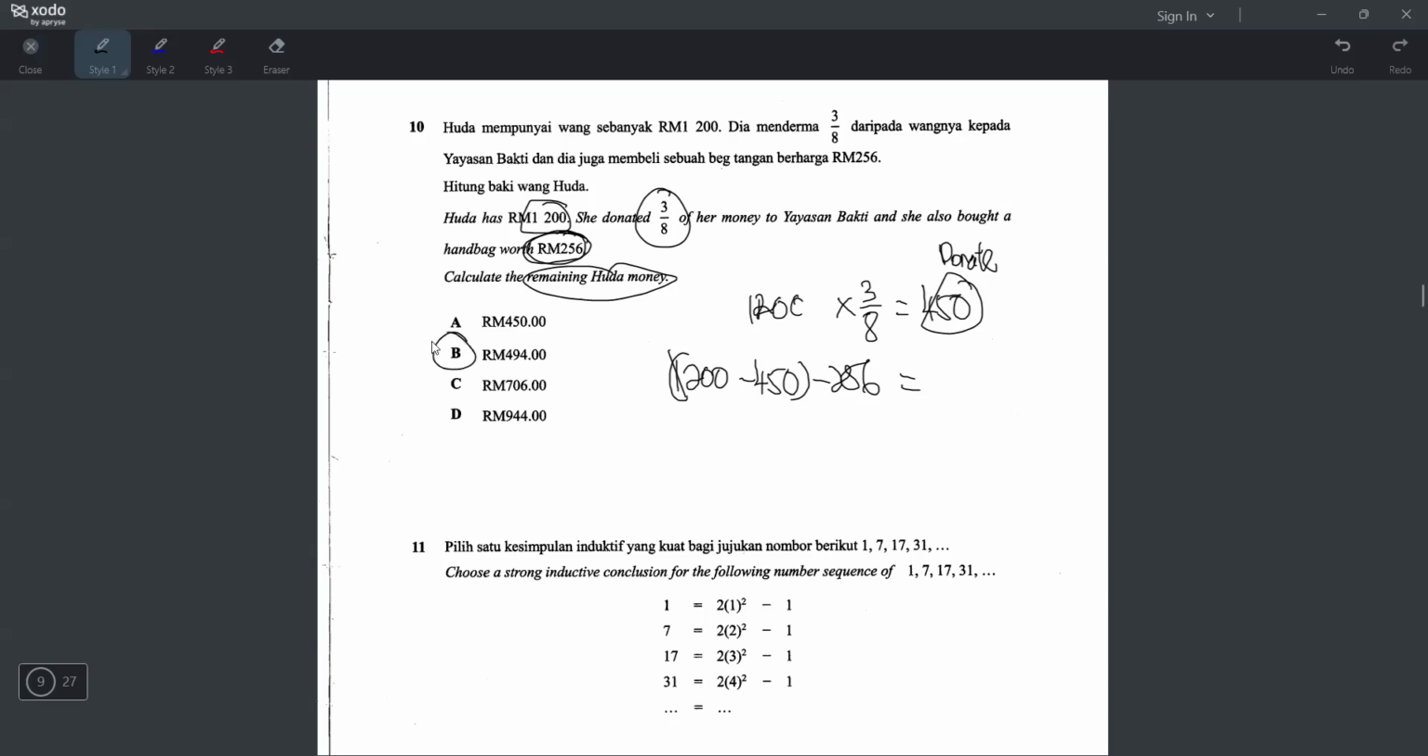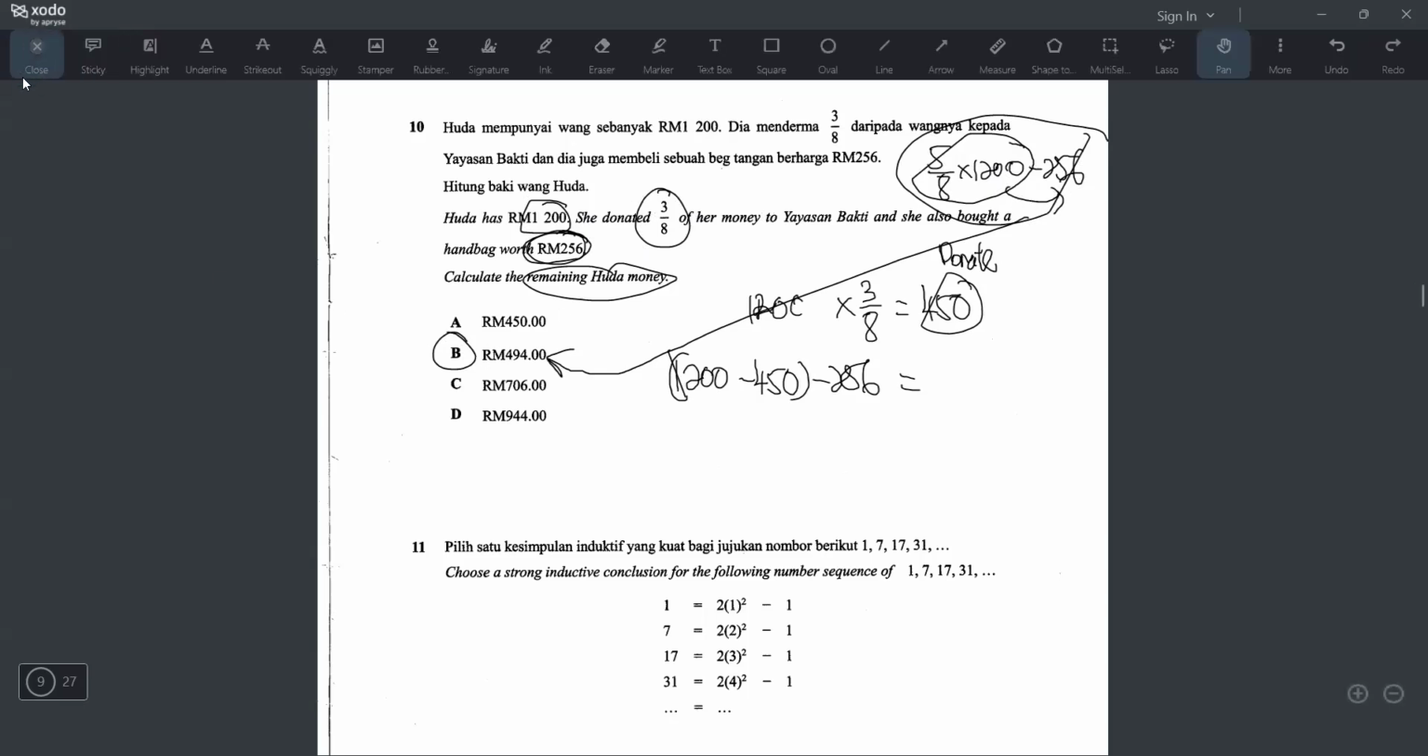I think most of you can do it, right? There's another method. You can also take 5/8 times 1200 and then minus 256. If you press this also, you will get 494. The reason why is because she donated 3/8 of her money. It means that the remaining money will be 5/8 times 1200. If you press this, and then minus 256, you will get the same answer. So yeah, it's the same thing.